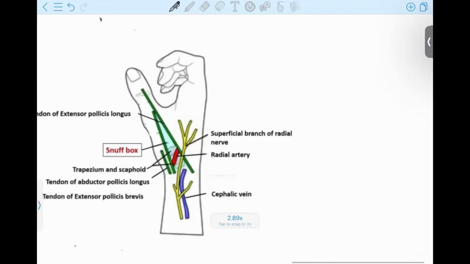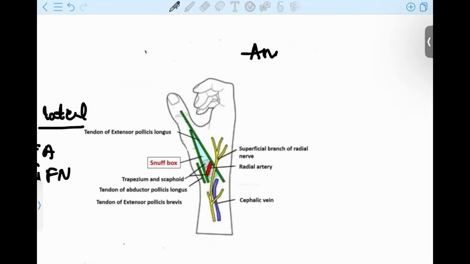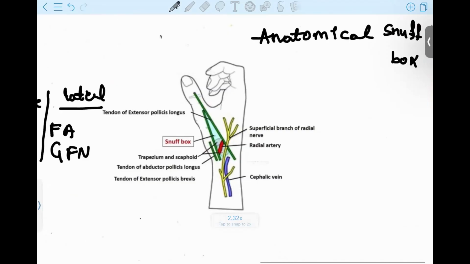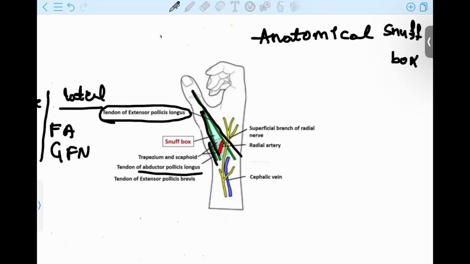Next, moving on to your anatomical snuffbox. This is also a commonly asked question in previous examinations. Here you can see the borders of the anatomical snuffbox. The first thing to remember is that the tendon of extensor pollicis longus forms one of the borders. The other border is formed by the tendons of abductor pollicis longus and extensor pollicis brevis.